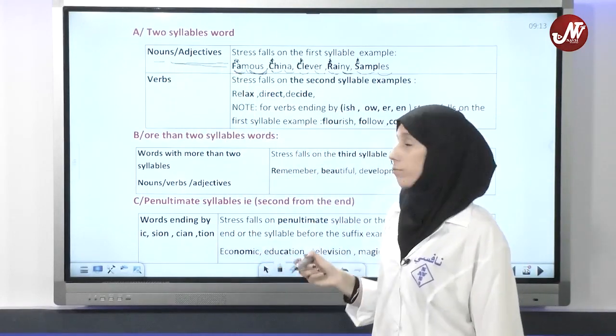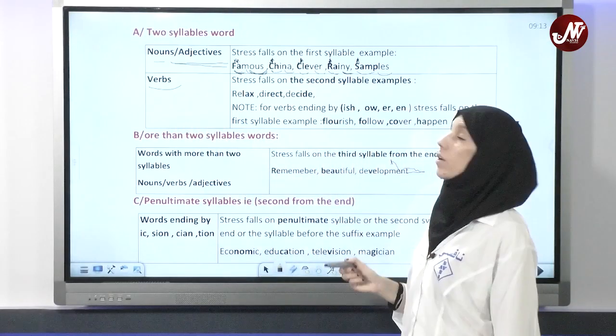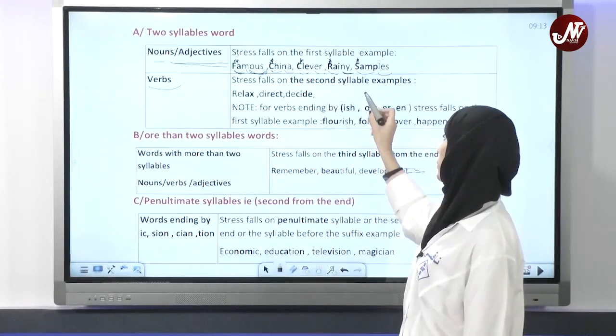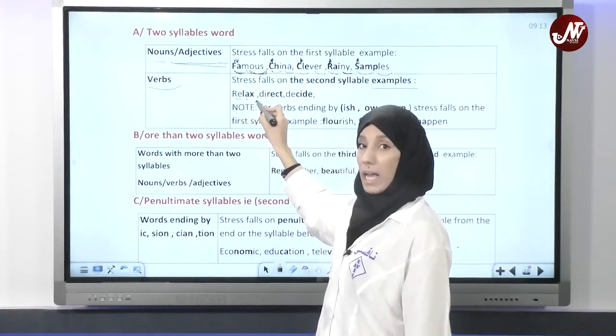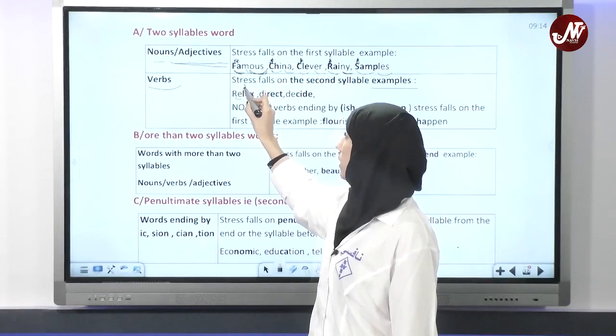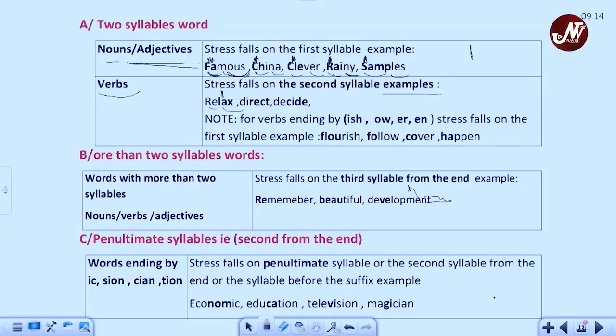With verbs, we reverse. With verbs, the stress falls on the second syllable, not on the first one. Examples: relax. So if we put it like this, it means stress. When you open the dictionary, you will have this symbol. It means stress. So relax, direct, decide.